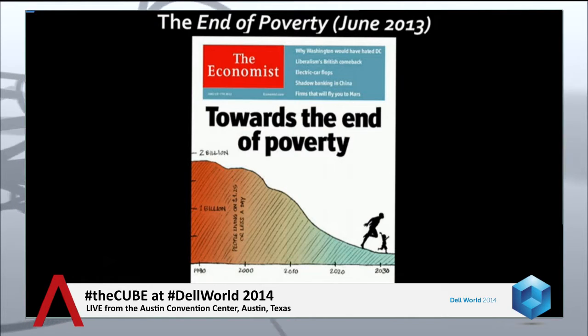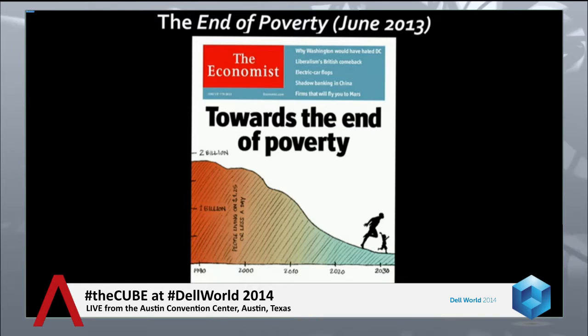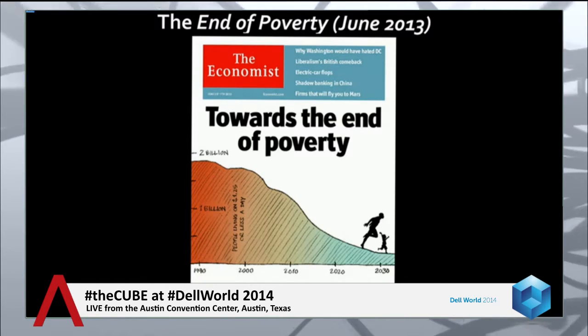This was the cover of The Economist from last year. We're heading towards the end of poverty. We've taken billions of people out of poverty with the tremendous work that you've just seen on the stage, and more coming every single day. My friend Steven Pinker at Harvard just wrote this book called The Better Angels of Our Nature, in which he shows us we are living during the most peaceful time ever in human history, right? But you wouldn't know that watching the crisis news network or the constantly negative news network, whatever you want to call CNN these days.